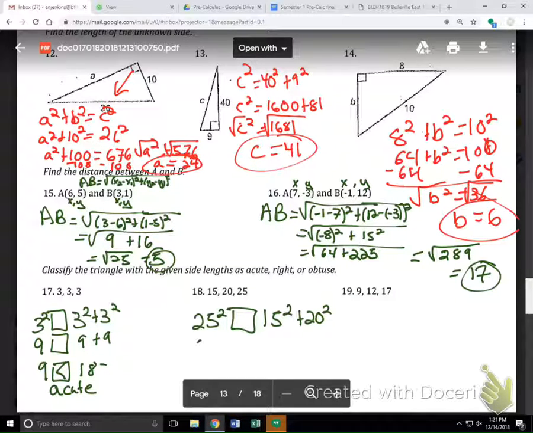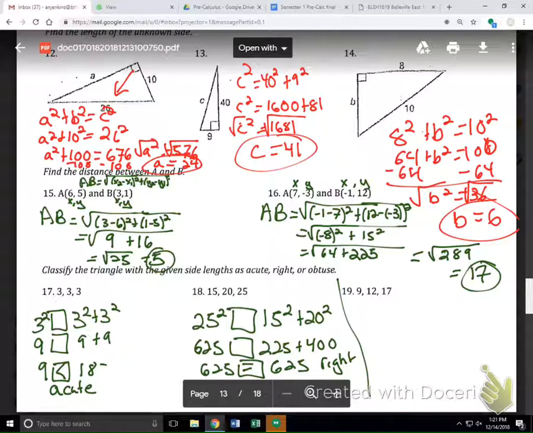Okay, over here, we have 25 squared box 15 squared plus 20 squared. 25 squared is 625. 625 box 225 plus 400. So 625 is what to 625? Equal to. If it's equal, it means it has to be right.